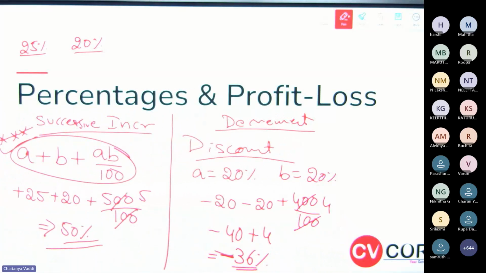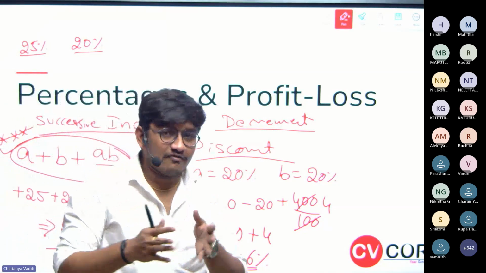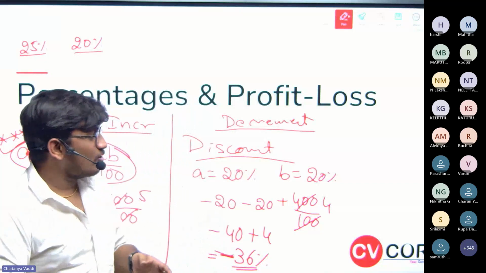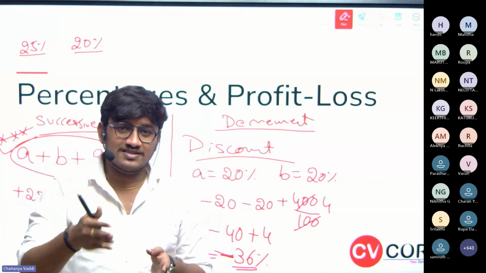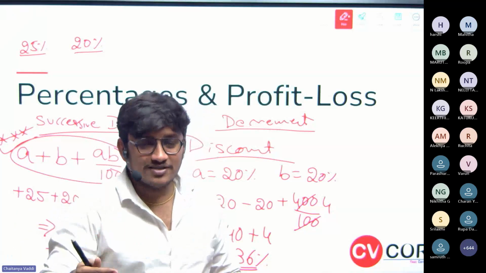Let me see the chat. Okay, Hrushikesh posted one question. Sir, what is the formula when three successive discounts are given? Actually, we have a formula for three successive discounts: A plus B plus C plus AB plus BC plus CA by 100 plus ABC by 10,000.